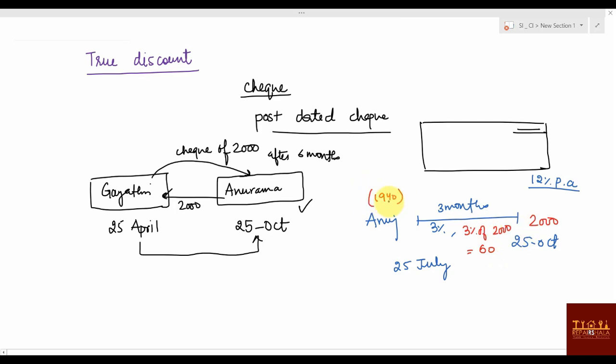1940 rupees. So I would say that I will give you 1940 rupees. Okay. So this 60 rupees, this is called your banker's discount.